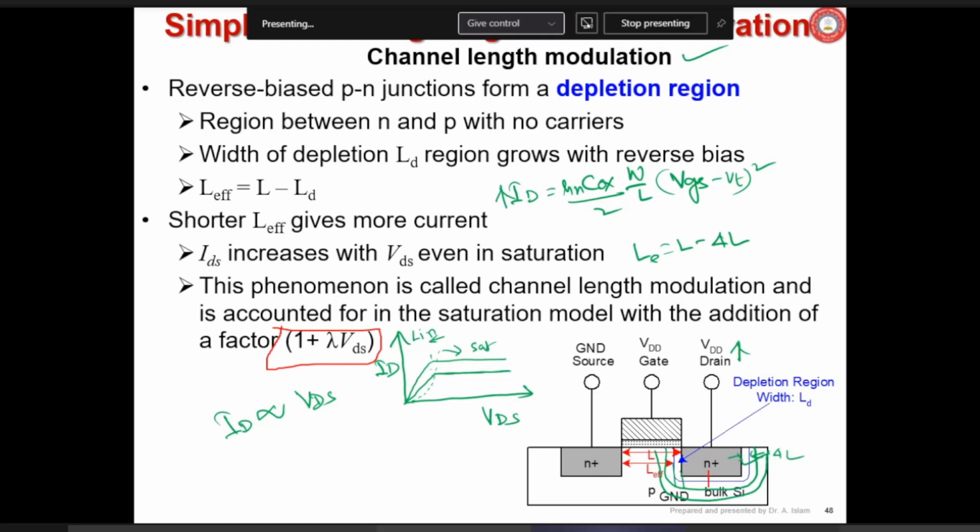But in short channel MOSFETs, current is not actually saturating in this way; rather it becomes like this, almost linearly increasing with V_DS due to channel length modulation by V_DS. V_DS is modulating the channel length.